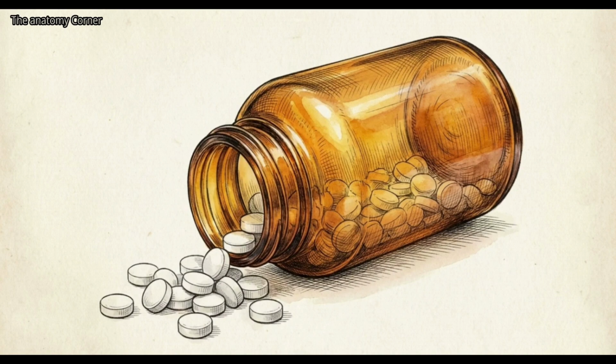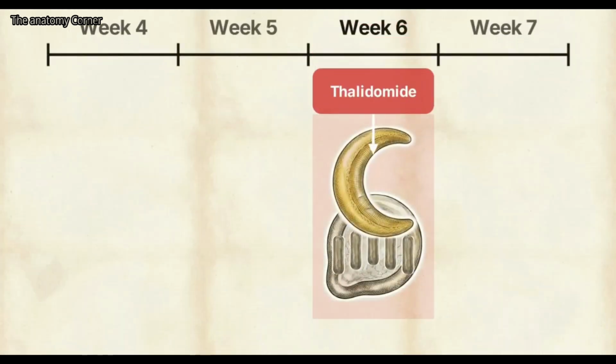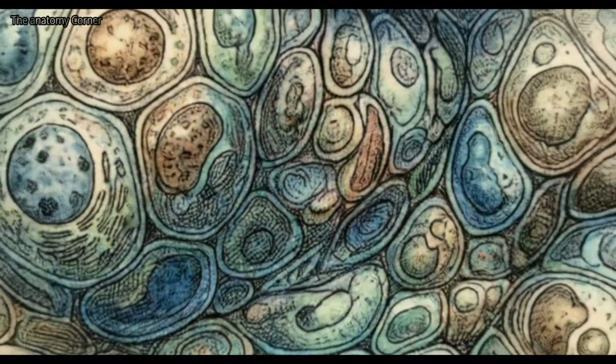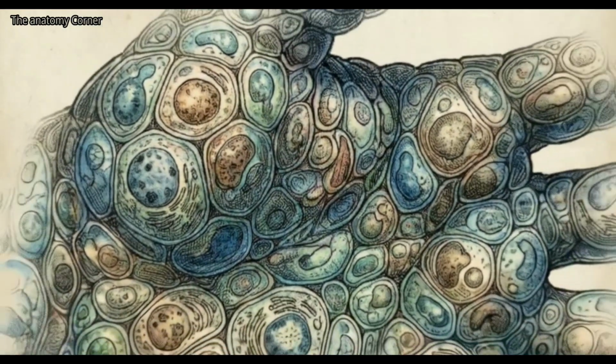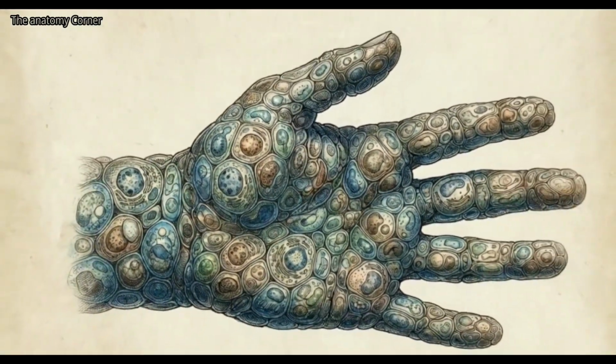These specific failures are what defined the thalidomide tragedy. The drug perfectly intersected with this 7-day phase of AER and digital ray formation. Week 6 is more than a passing milestone. It is a fleeting window where specialized cellular communication dictates the recognizable architecture of the human form forever.